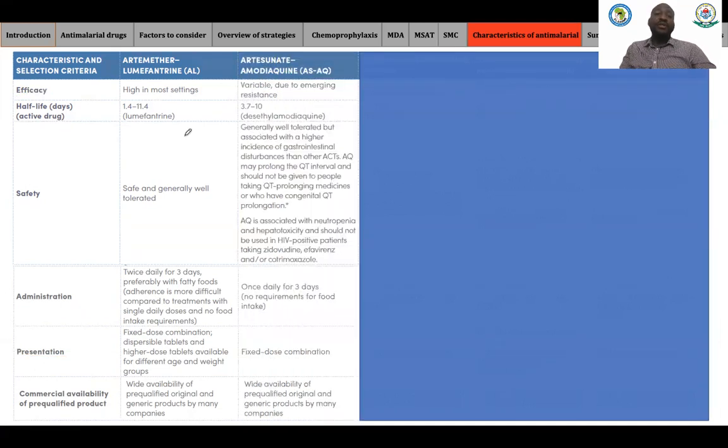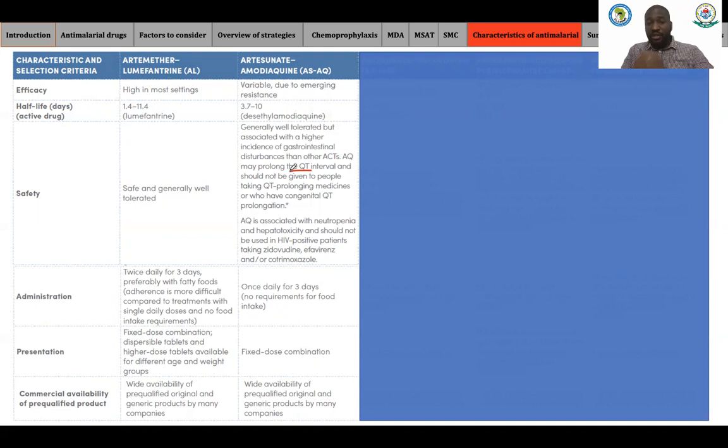Drugs like artesunate amodiaquine, whose efficacy is variable because of an emerging resistance to amodiaquine specifically, but it has a slightly longer half-life, between 3 days to 10 days, and it's generally well tolerated. But there is evidence of amodiaquine prolonging the QT interval in the heart. So people with cardiac issues such as prolongation of QT, or people who use other medication that prolong the QT interval in the heart should be considered.